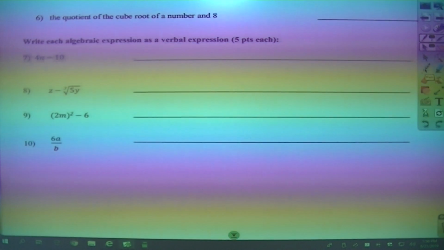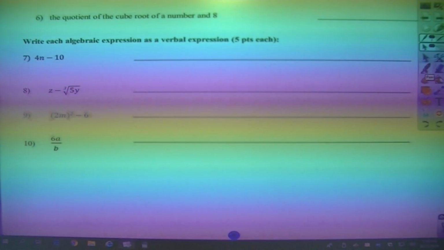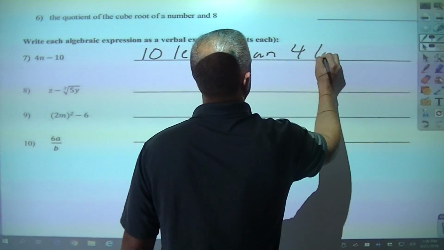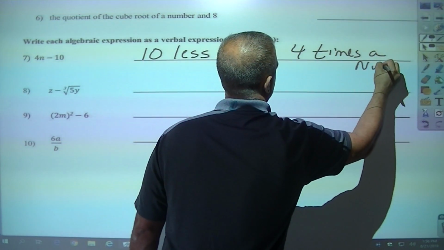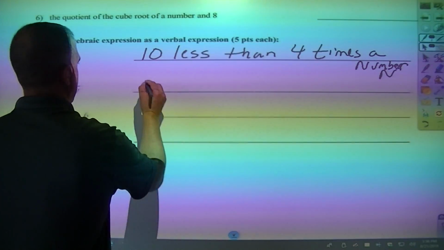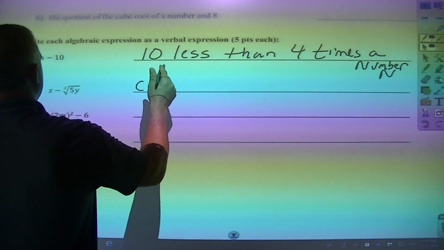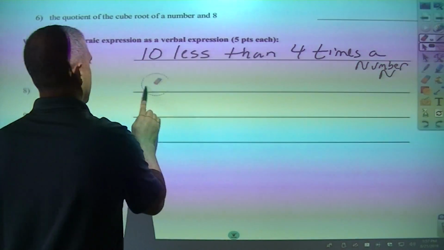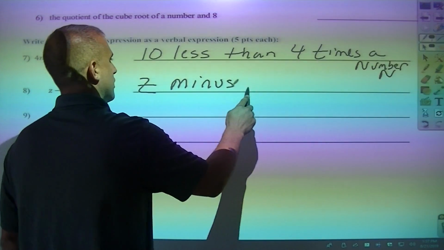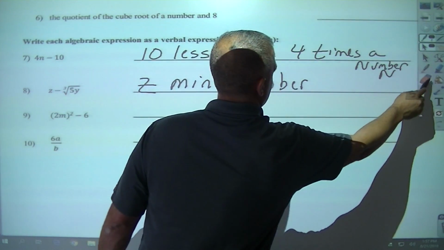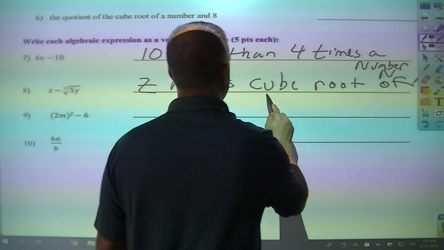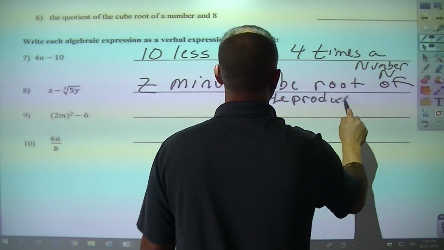Now write the algebraic expression as a verbal expression. So this would be 10 less than 4 times a number n. This would be the cube root, or I'm sorry, z, minus the cube root of the product of 5 and y.